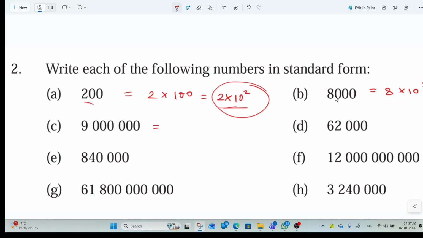10 times to the power of 6 times 9. 9 times 10 to the power 6, right? Because there are 6 zeros. Okay, good. Great.